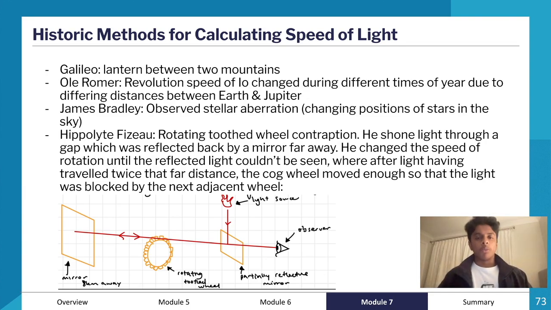And then we have Romer. What Romer did was he used the revolution speed of Io. He found that the revolution speed of Io changed during different times of year due to differing distances between Earth and Jupiter.